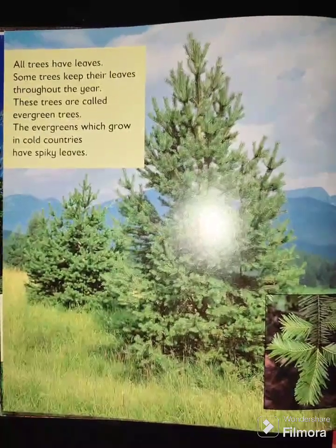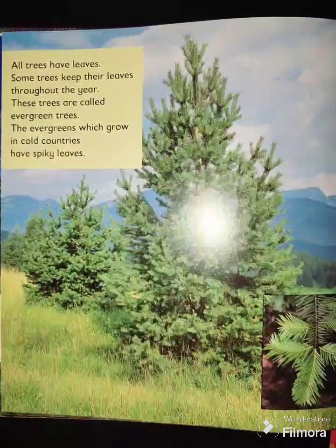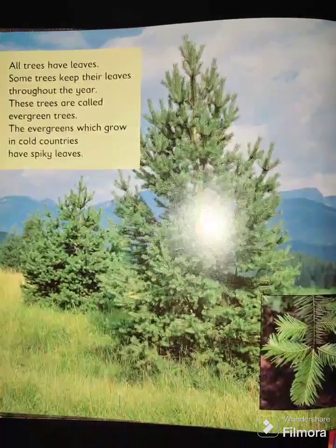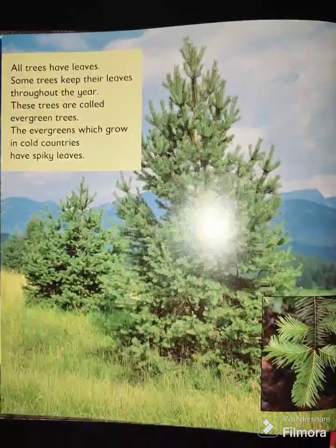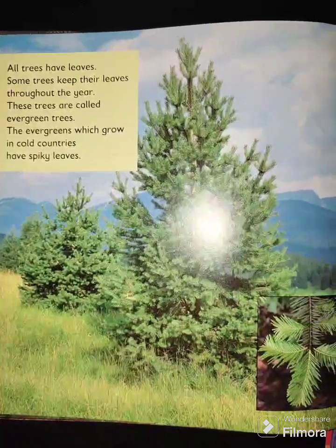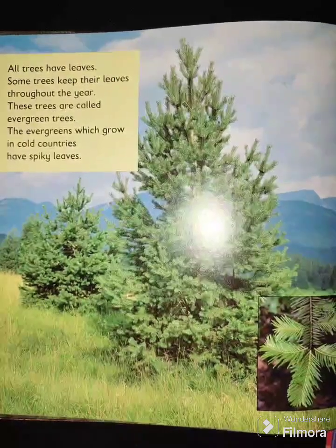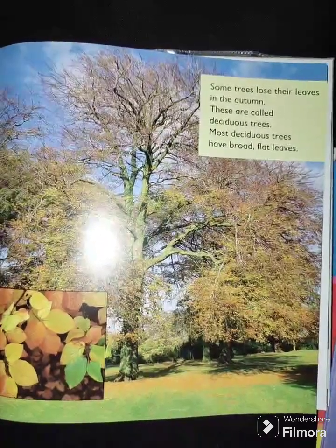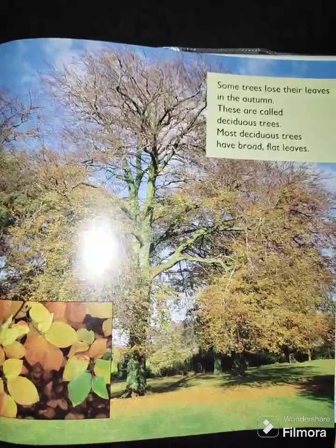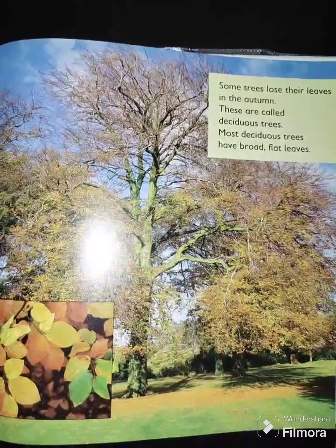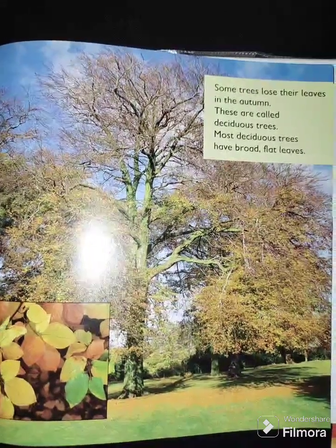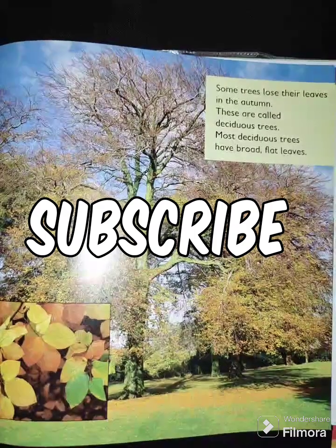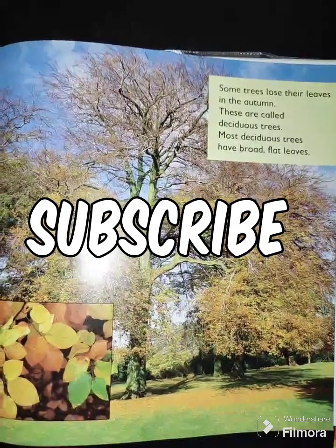All trees have leaves. Some trees keep their leaves throughout the year. These trees are called evergreen trees. And some trees lose their leaves in the autumn. They are called deciduous trees. Most deciduous trees have broad, flat leaves.